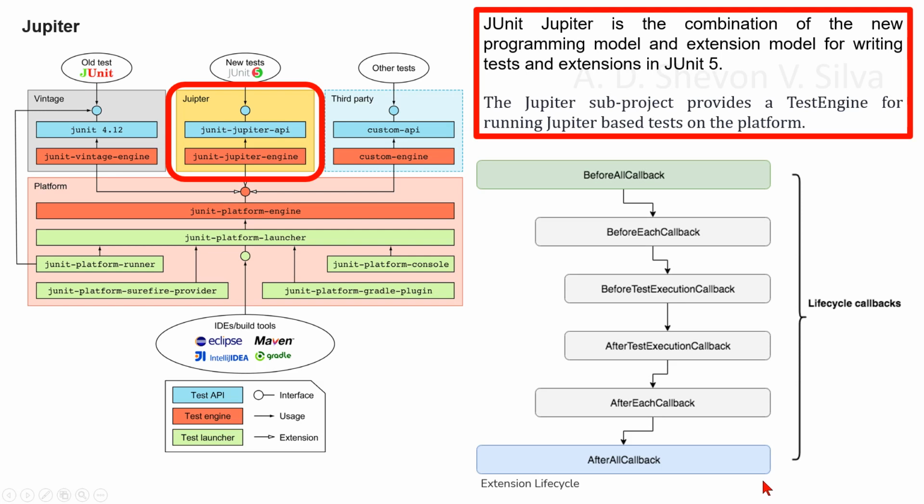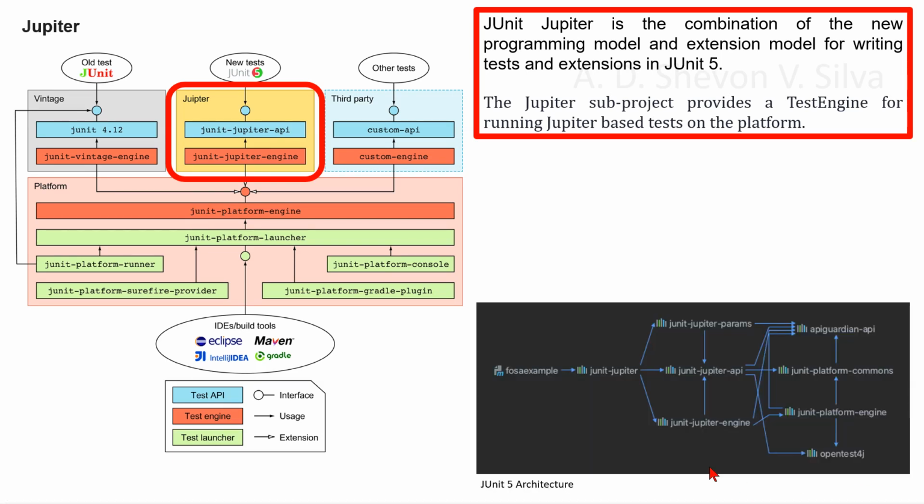Here you can see the lifecycle callbacks. BeforeAllCallback is connected to BeforeEachCallback, and BeforeEachCallback is connected to BeforeTestExecutionCallback. BeforeTestExecutionCallback is connected to AfterTestExecutionCallback. AfterTestExecutionCallback is connected to AfterEachCallback. AfterEachCallback is connected to AfterAllCallback.